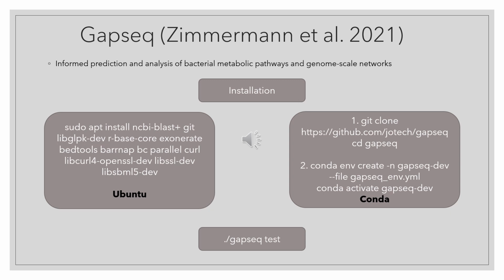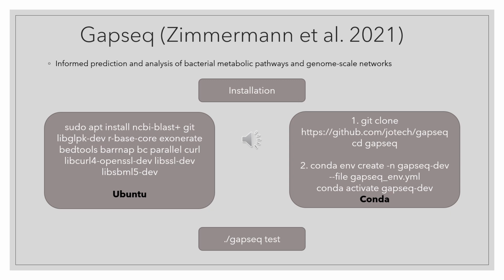GAPSEQ is for the prediction and analysis of metabolic pathways and genome scale networks. It predicts metabolic pathways and automatically reconstructs microbial metabolic models using a curated reaction database and a novel gap filling algorithm. The pathway prediction is based on multiple biochemistry databases that comprise information on pathway structures, the pathway's key enzymes, and reaction stoichiometries. Moreover, GAPSEQ constructs genome-scale metabolic models that enable FBA, that is flux balance analysis, metabolic phenotype prediction, as well as application in simulations of community metabolism.